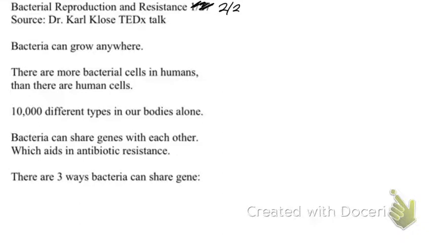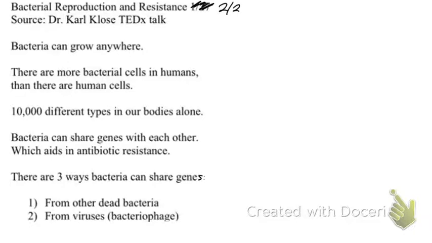And there are 3 ways bacteria can share genes. They can eat other dead bacteria. They can get genetic information from other bacteria that's transferred by viruses. And they can do something called bacterial conjugation, which is basically sex because it's an exchange of genetic material, and they use their pili and fimbriae. Pili and fimbriae are from the notes on bacterial structure. If you haven't watched those, be sure you see those after these.